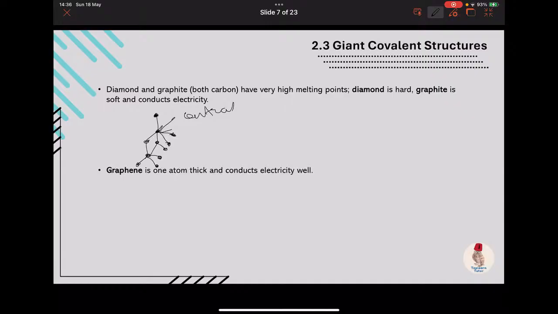Now, as this has many strong bonds, it is very hard to break, and it has very, very high melting points. As there are no delocalized electrons, again, it does not conduct electricity, and it is very hard.